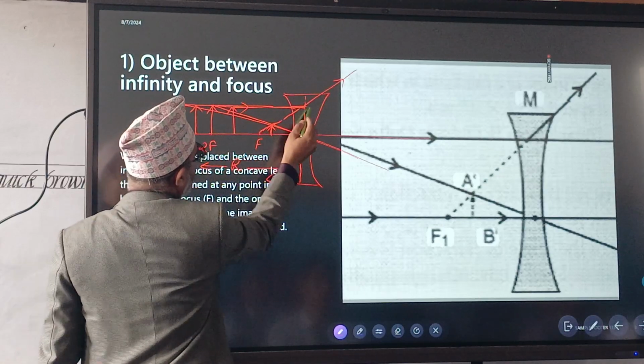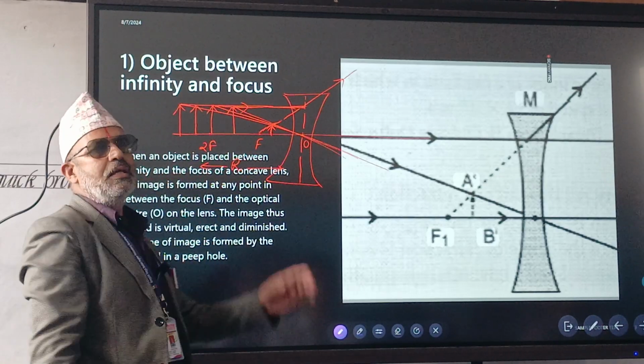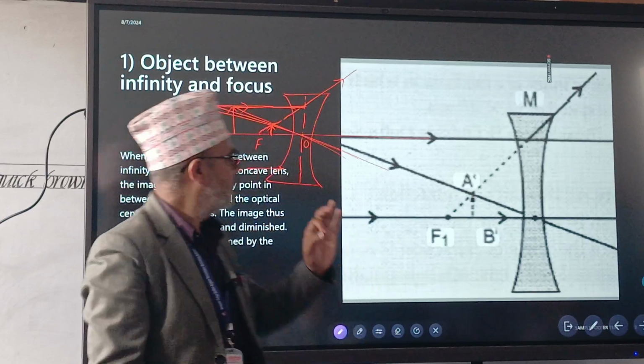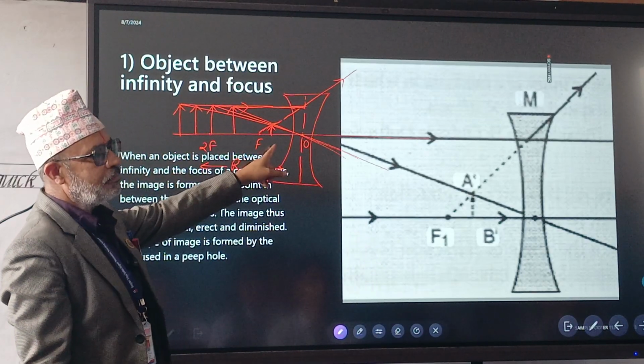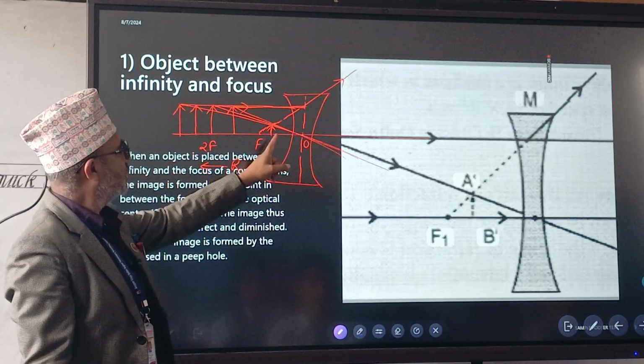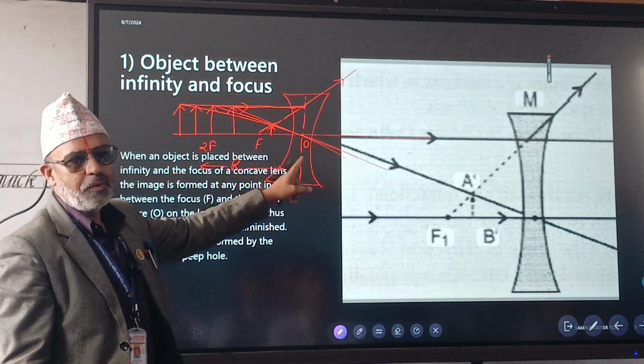Now, it goes parallel and then goes from here. See? If the object lies between infinity and focus, where is the image formed? Between focus and optical center. Please remember, between focus and optical center.